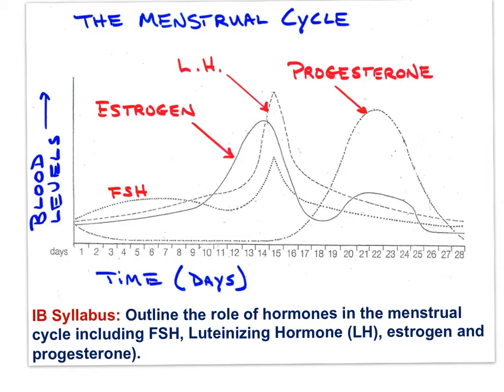Estrogen levels continue to rise with the development of the follicle, such that high levels of estrogen stimulate the anterior pituitary to release LH. This is the surge in LH. The feedback mechanism is poorly understood.